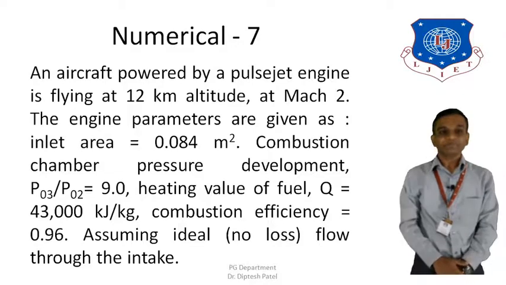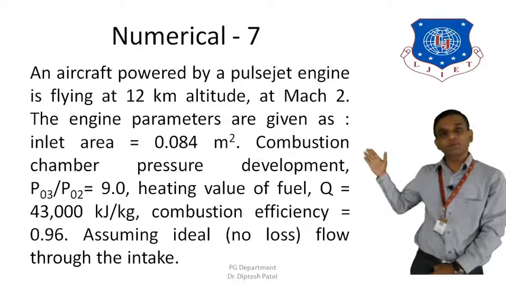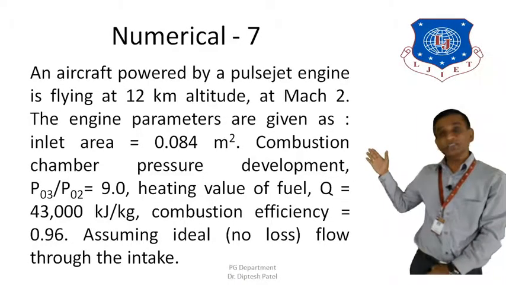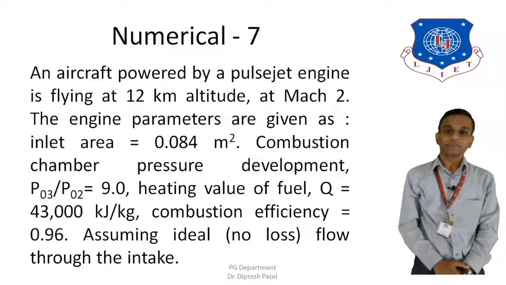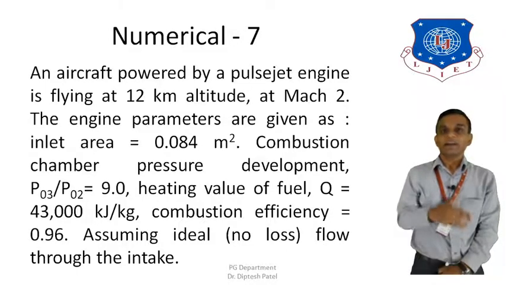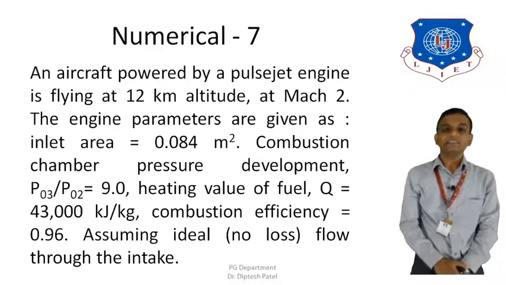It says that an aircraft powered by a pulse jet engine is flying at 12 km altitude. So in this numerical we have to solve an example on the basis of a pulse jet engine, which is the first time we are doing here. The height of the aircraft from the ground is 12 km, and the Mach number for the pulse jet engine or the aircraft is 2.